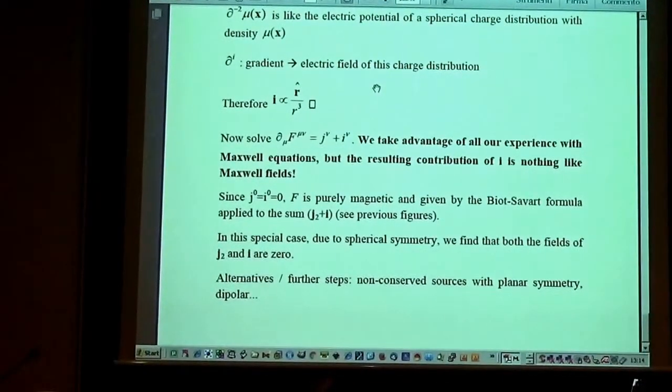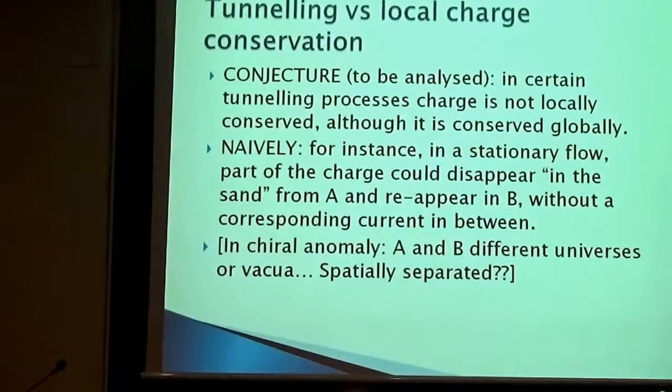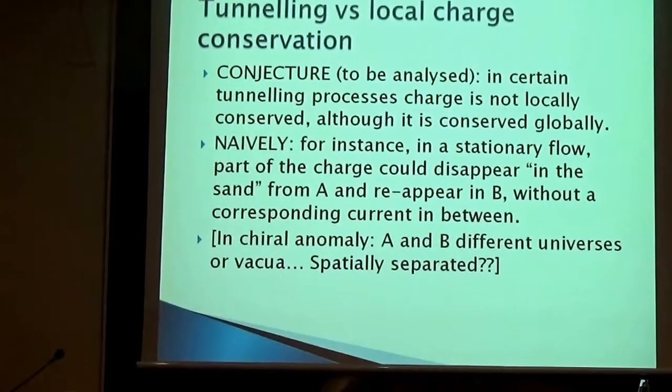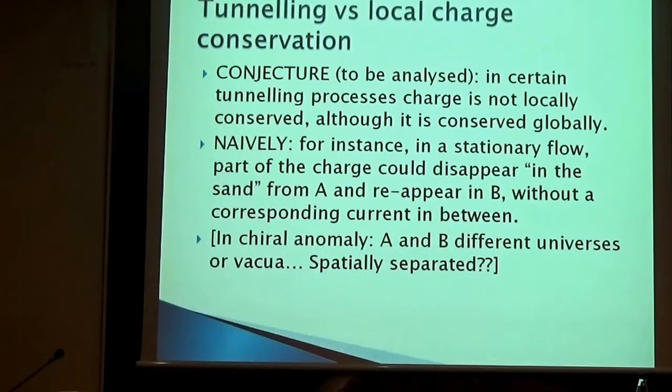Okay, but I would like to go back to the presentation and speak a bit about this conjecture. That would be non-local conservation or local non-conservation of charge in tunneling phenomena. So let me put it first in a very naive way. What does it mean, non-local charge conservation? It means that charge disappears at one point and reappears at another point, and there is no current in between.